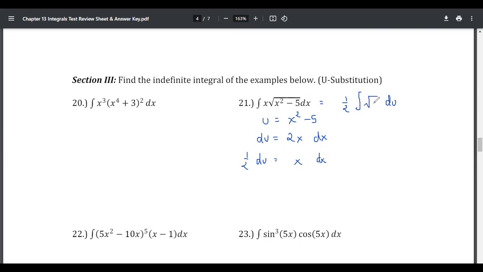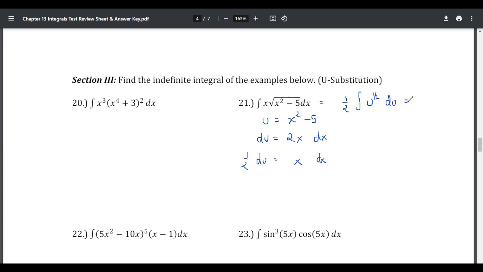Under the radical sign? Like you put in parentheses and then you put it to the 1/2 power. That is better. Good.